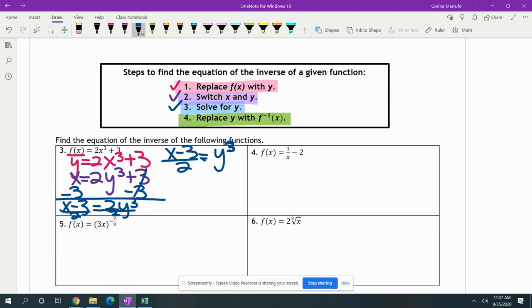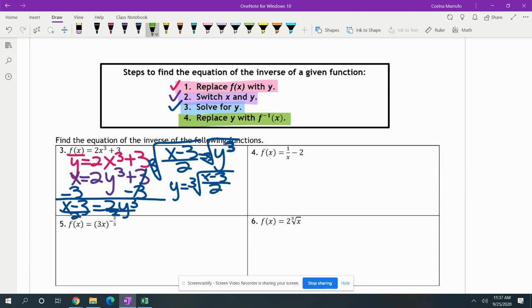So the opposite of cubed is the cube root. So what you do to one side, you have to do to the other side, and you have to do it for the whole side. So we're going to take the cube root of the whole thing. So we end up getting y equals the cube root of (x minus 3) over 2.